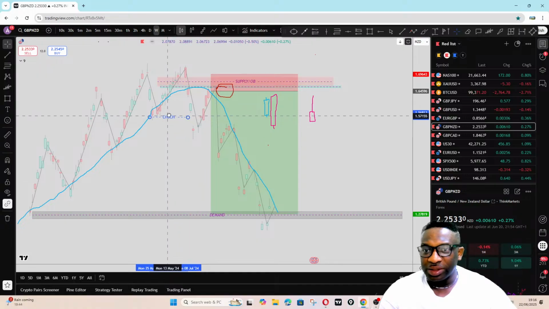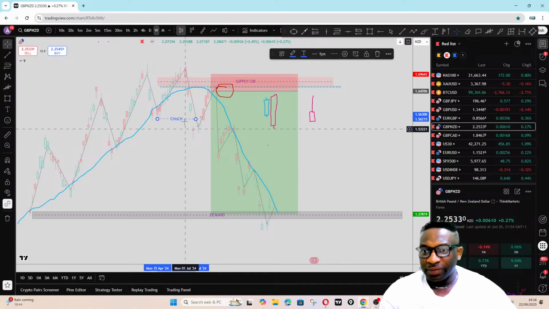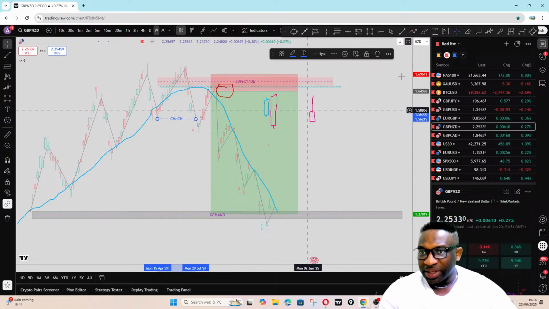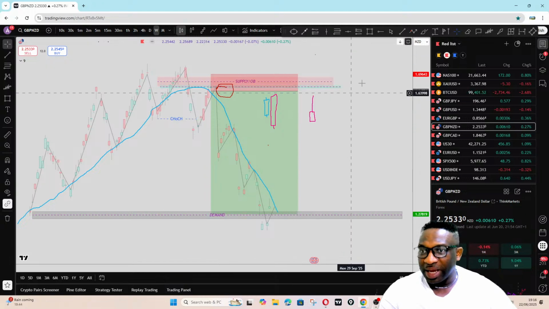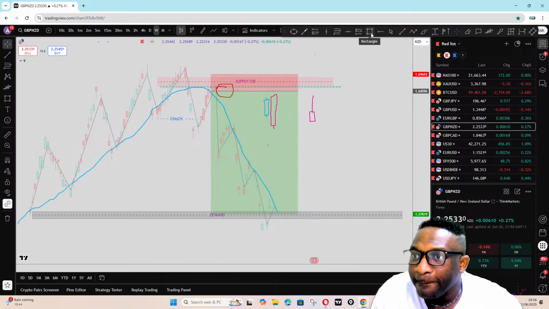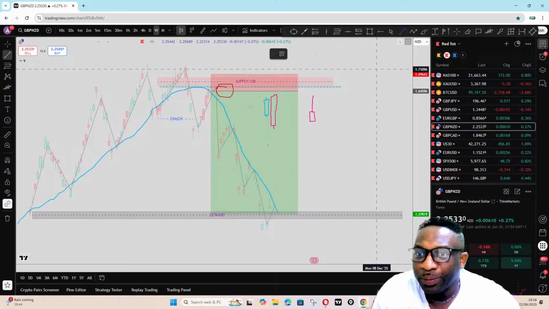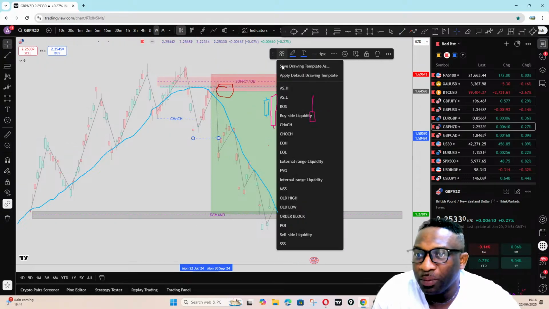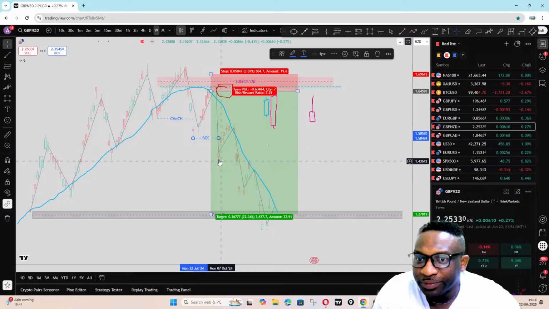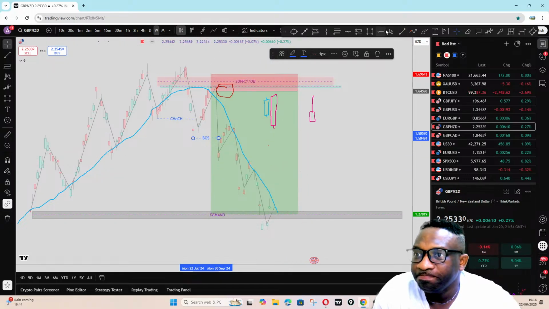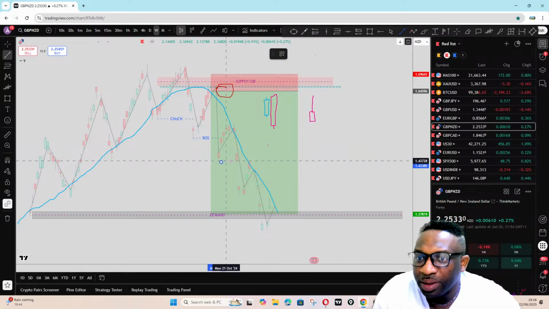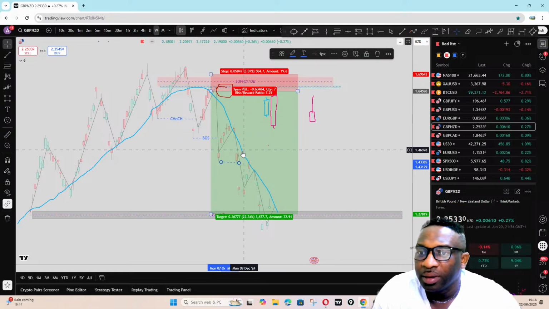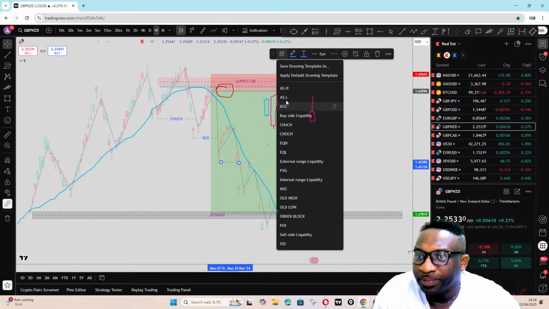So as I change, this will now be the change of character. After the change of character, every time there is a break below, it becomes a break of structure. So now we have this break here, we have a break here, that will become a break of structure. We have another one here, another one here, so another break of structure.